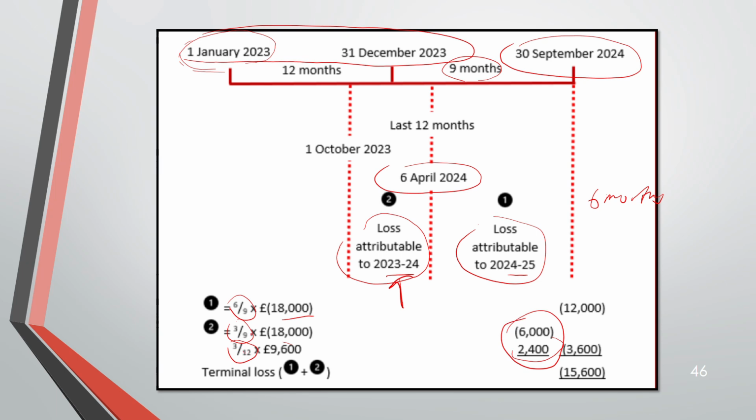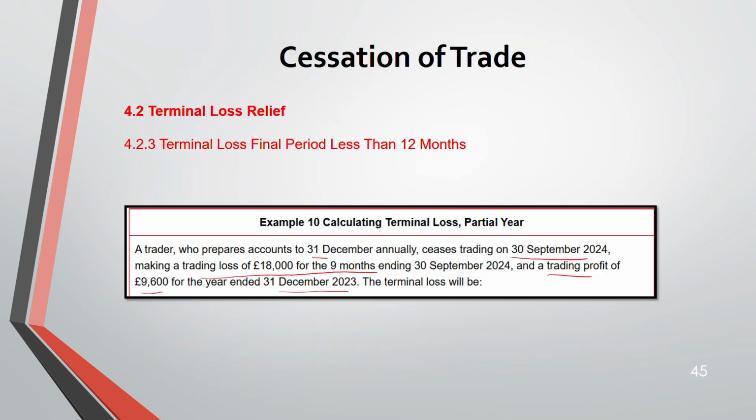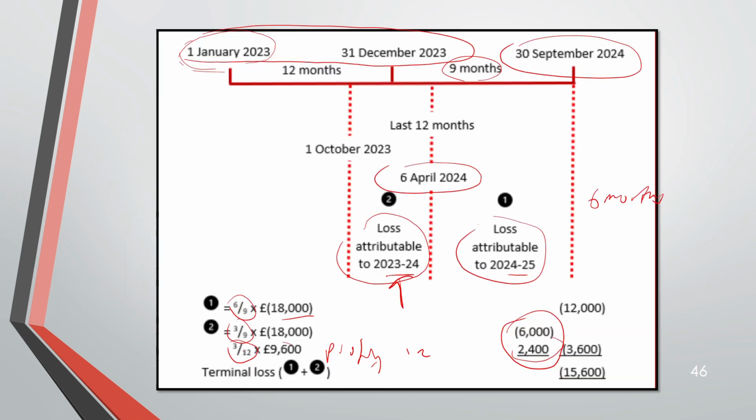But this is for 12 and this is for 9. This profit is for 12 months, the 9,600. You see, trading profit of 9,600 for year ended. They have given for the 12 months from January to December, but you are taking for the 3 months because that is the time it is making a loss also. So you offset. Basically, you are offsetting the loss with the profit and taking the total loss. So when you add this loss, this is your terminal loss for the last 12 months.